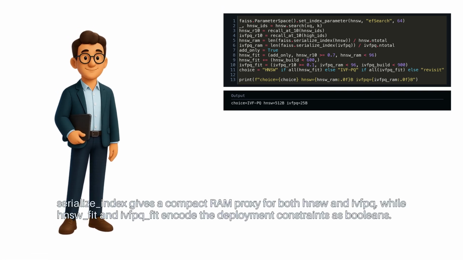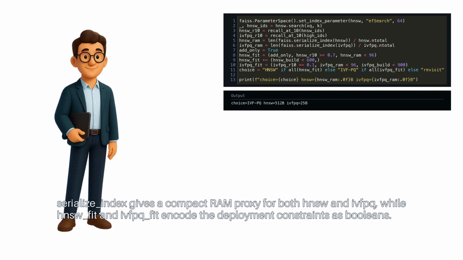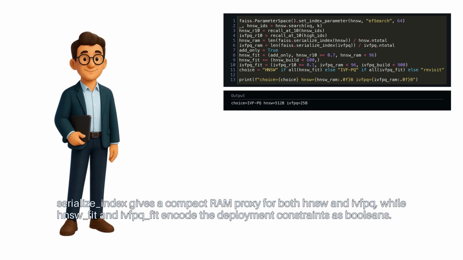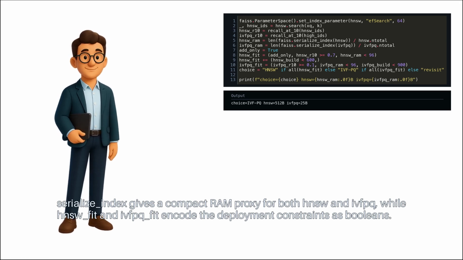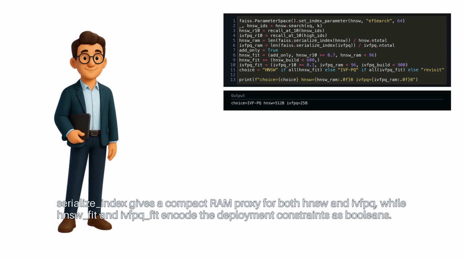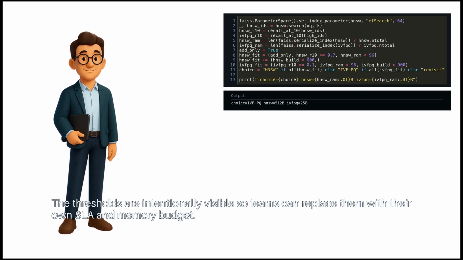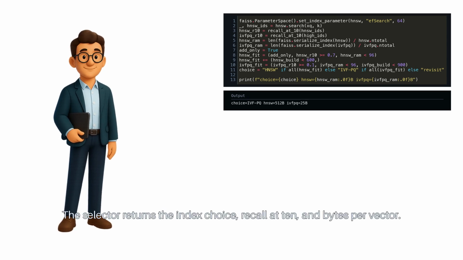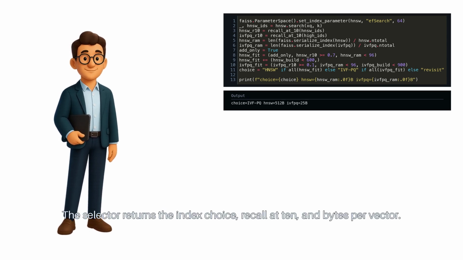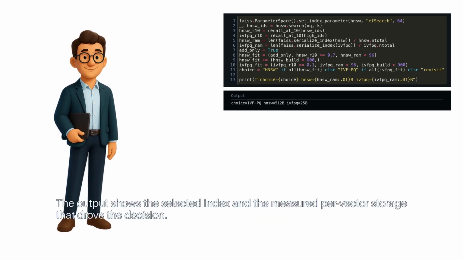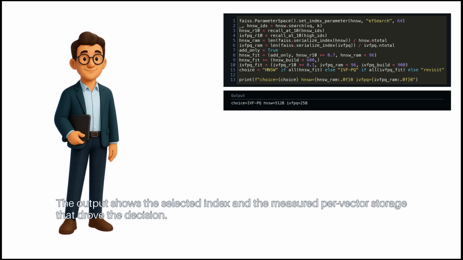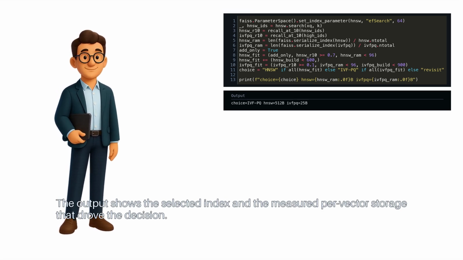serialize_index gives a compact RAM proxy for both HNSW and IVF-PQ, while hnsw_fit and ivfpq_fit encode the deployment constraints as booleans. The thresholds are intentionally visible so teams can replace them with their own SLA and memory budget. The selector returns the index choice, recall at 10, and bytes per vector. The output shows the selected index and the measured per vector storage that drove the decision.